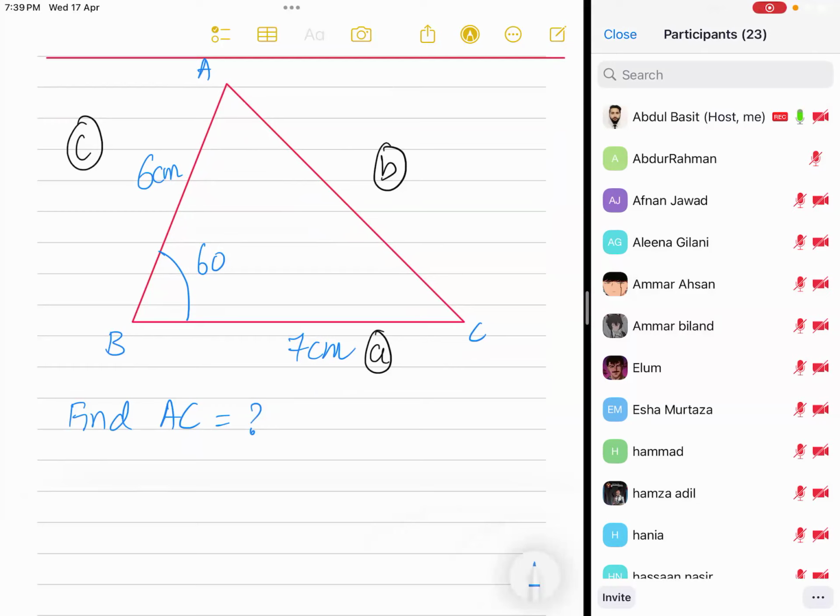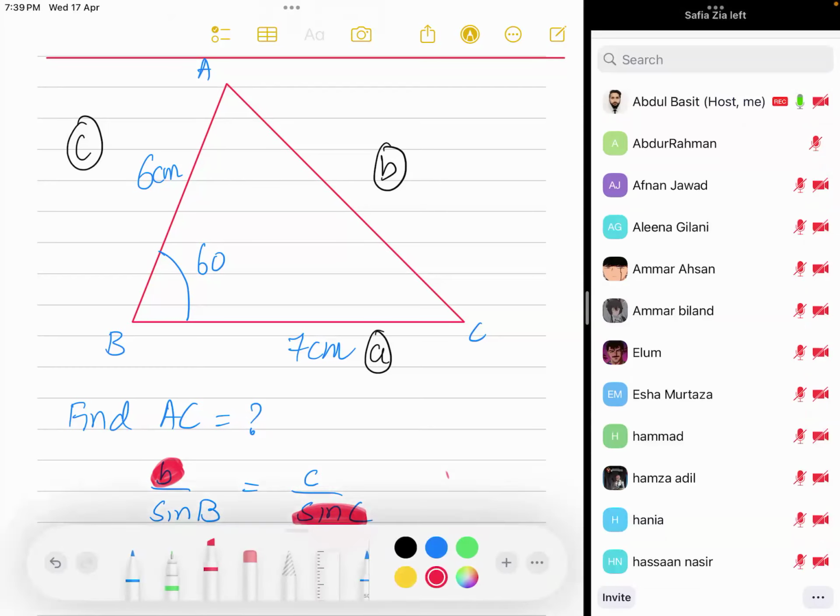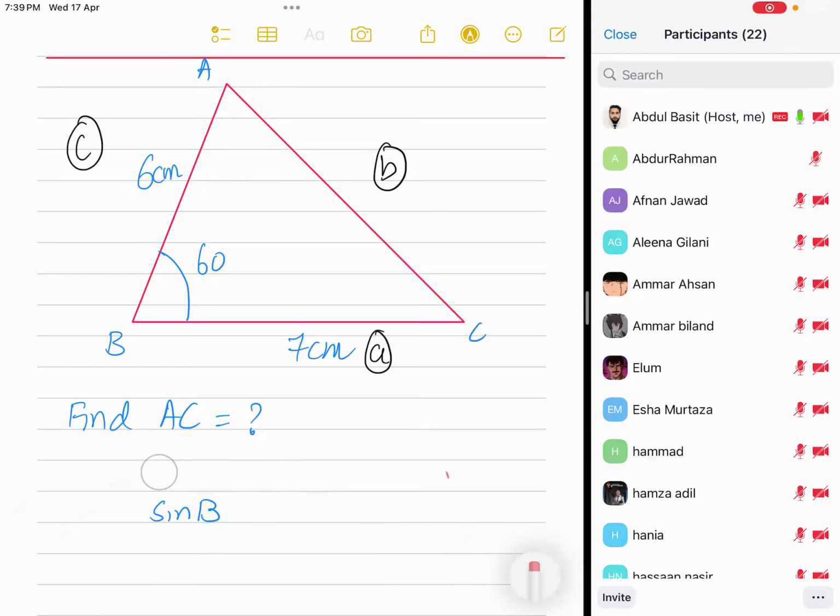According to the question, I want to use this one. So that would be b divided by sine B, which is equal to small c is available, so I can write c divided by sine C. But now the problem is that I don't have small b, and at the same time, I don't have sine C as well. Agree or not? So I cannot use sine rule here. Why? Because I cannot deal with two unknowns at the same time. Got it? So that is the reason I have to proceed with the cosine rule.